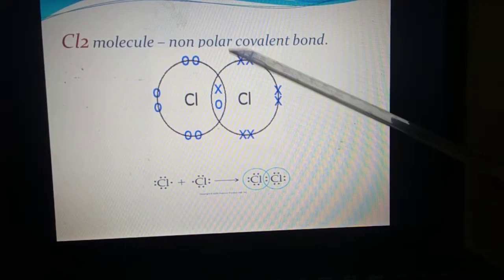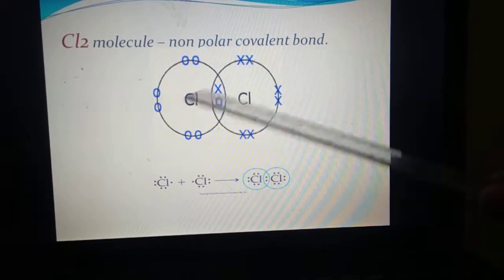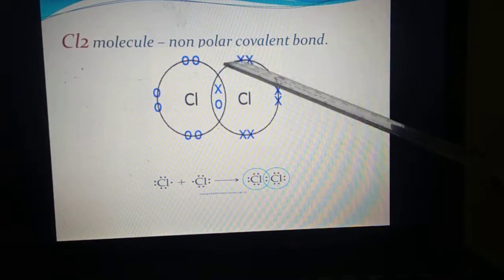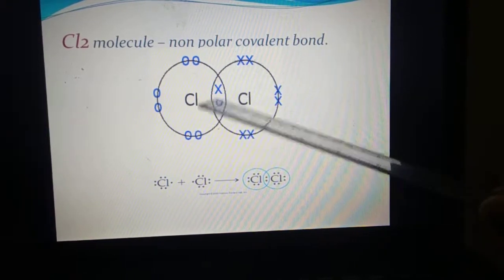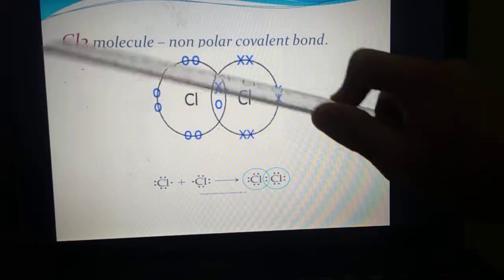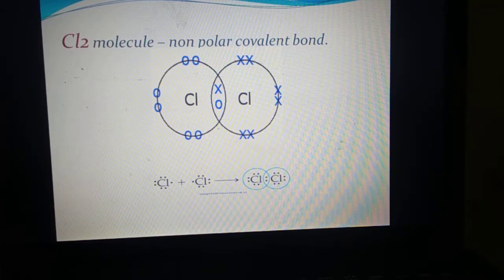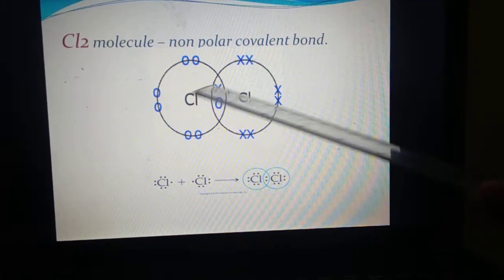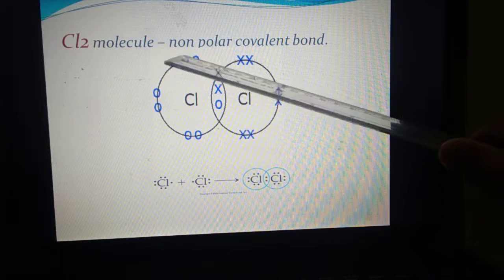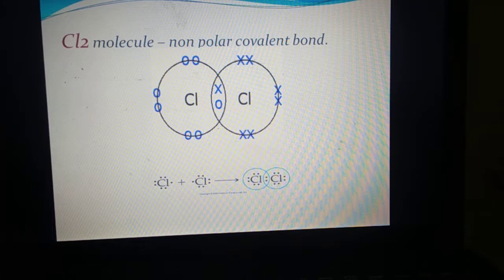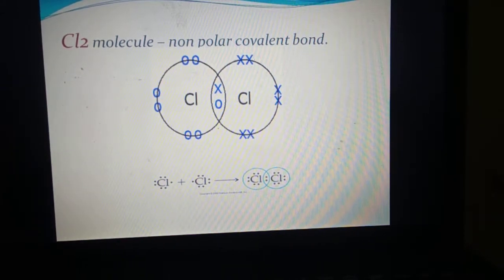Cl2 molecule. See, 2, 4, 6, 7 and 2, 4, 6, 7. One electron is shared with each other, and they both now have 2, 4, 6, 8. So they form Cl2 molecules, and this is called non-polar covalent bond because both sides have the same amount of electrons. Both sides have the same number of electrons. That's why they are called non-polar covalent bond.